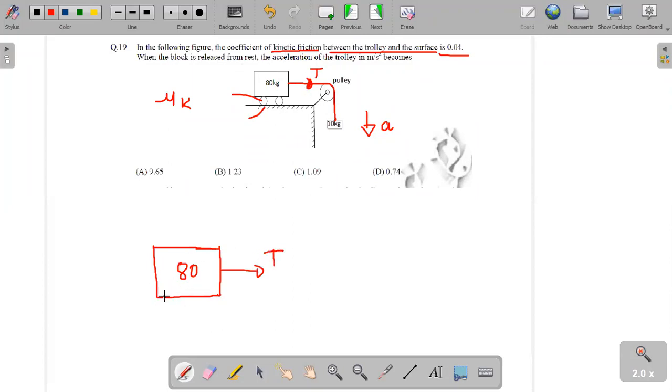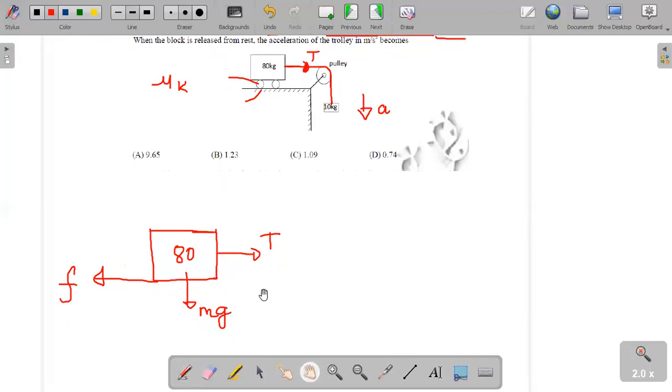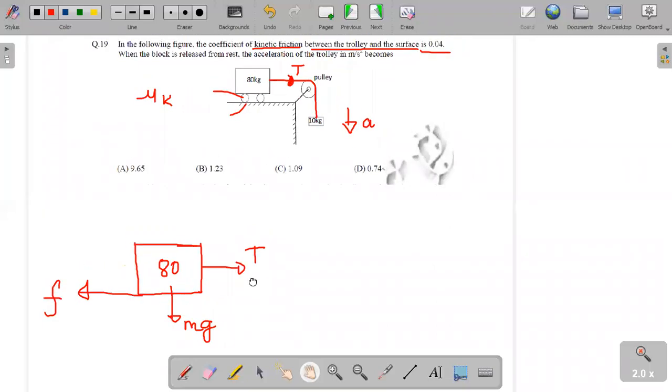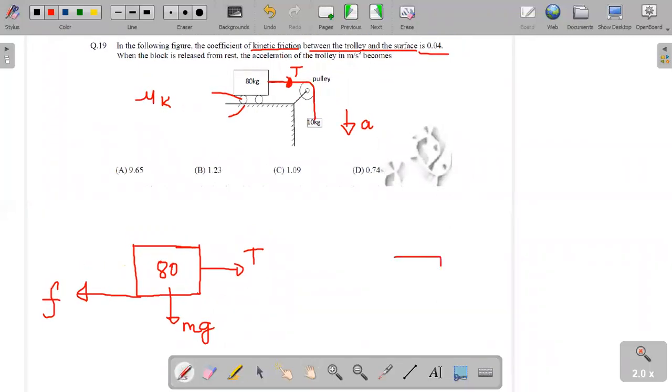Now, what is the other force? I think mg. What is another force क्या होगा? Frictional force. Yeah, because friction is given, mu k. ठीक है? Now, for the 10 kg block, what are the forces? One is mg, that is 10 into g, and another is tension. Obviously, this tension will be in the opposite direction, meaning it is opposing the motion.